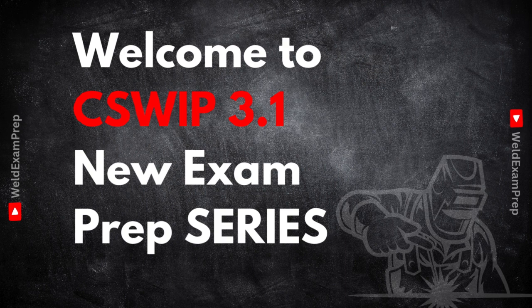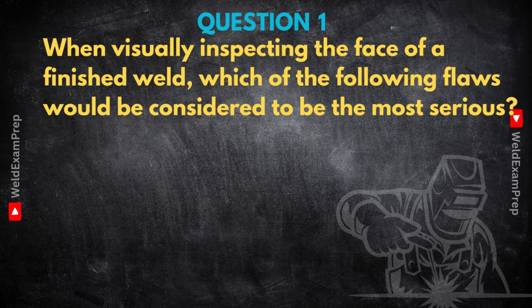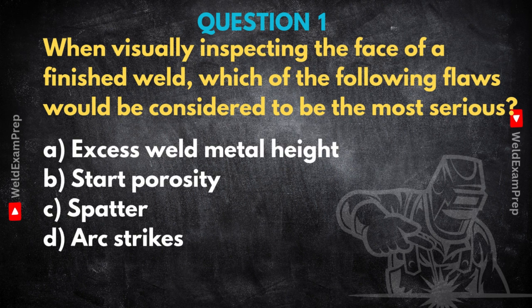Okay. Let's dive in then. Let's unpack this first scenario, see if we can sharpen that intuition. Imagine you're out on the shop floor, visually inspecting the face of a finished weld. Which one of these flaws would you consider the most serious? Is it A, excess weld metal height, B, start porosity, C, spatter, or D, arc strikes?